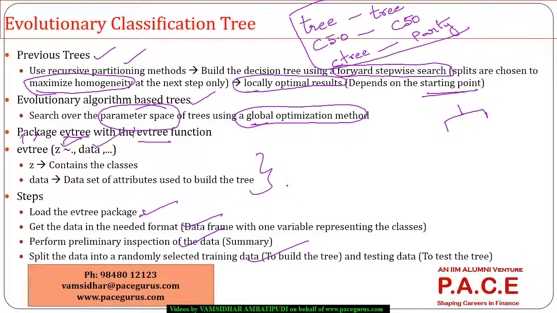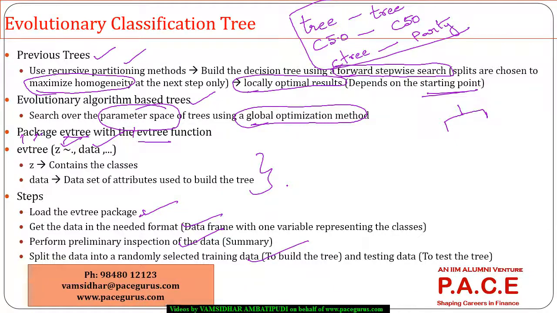The main thing that you have to understand regarding the evolutionary classification tree is that it is using a global optimization method. It's not a local optimum that is being used for the construction of the tree. So there is a good chance that the variables that were not considered at all earlier might come in as the most significant variables when we are using this evolutionary classification tree algorithm for creating the decision tree.